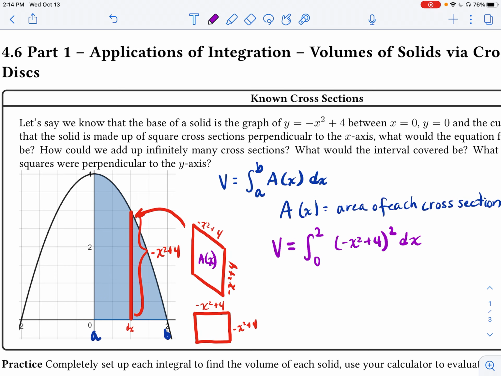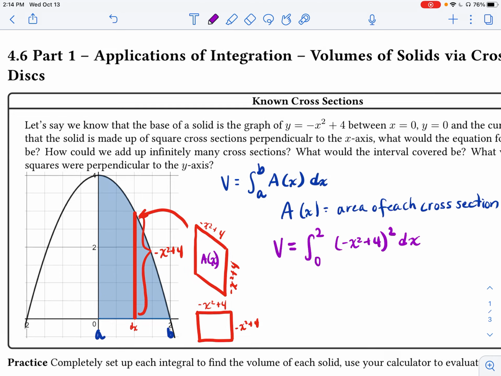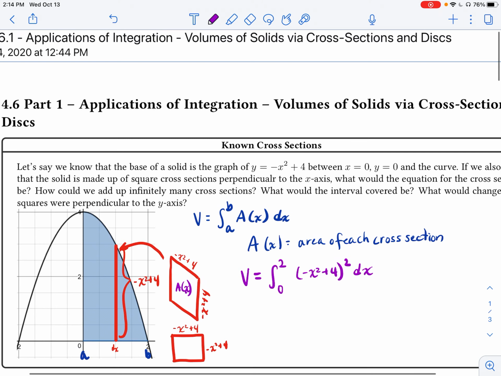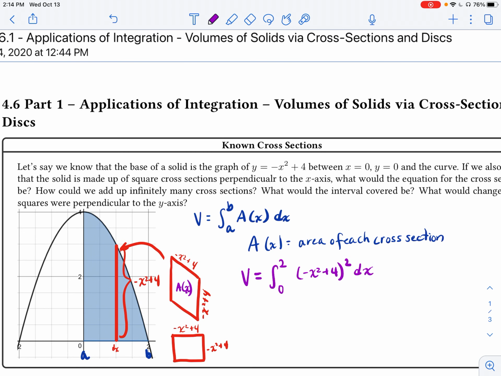All right. Hopefully that gives us a sense of how we would set up the volume using known cross sections. The main things that we're going to need to know are the bounds of our integration. Where does this enclosed region start and end? In which direction are we integrating? And then we're going to identify what type of cross section we are using, because that's going to inform us of which area function we should be using for that problem.